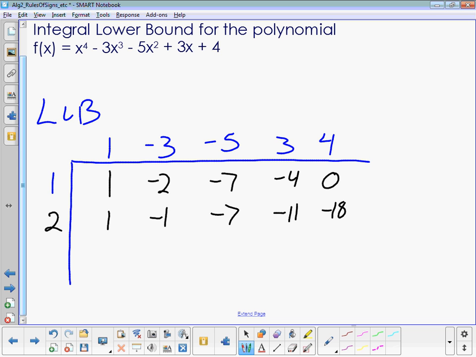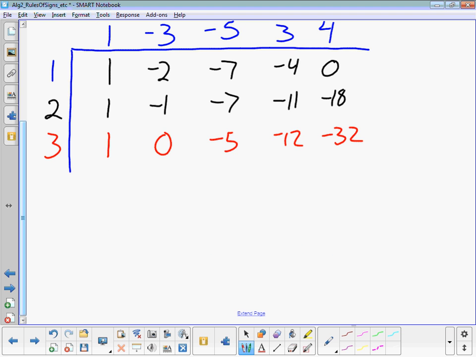So let's try 3. I drop the 1. 1 times 3 is 3. Negative 3 plus 3 is 0. 3 times 0 is 0. Plus negative 5 would be a negative 5. 3 times negative 5 is a negative 15. Negative 15 plus 3 is a negative 12. 3 times a negative 12 is a negative 36. Plus 4 is a negative 32. Again, not all positive. But we now have that second term as 0, so maybe we're making headway here.